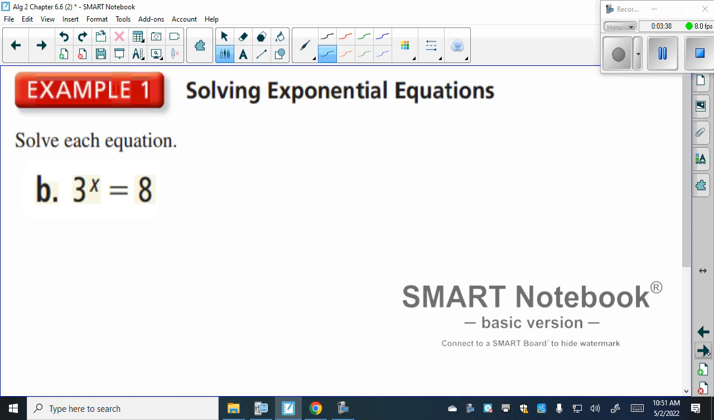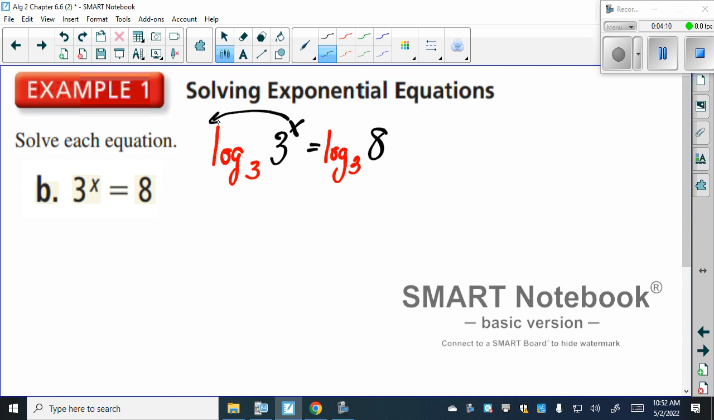Now looking at this here, we have 3 to the x equals 8. So what can we do first in solving for the value of x? Right, we can apply log base 3 to both sides. Because since we only have one term on either side, 3 to the x is a single term, 8 is a single term, we can go on and apply this log base 3 to both sides.